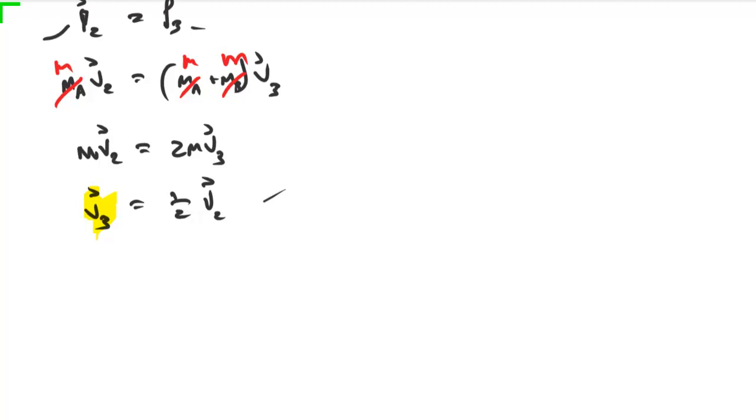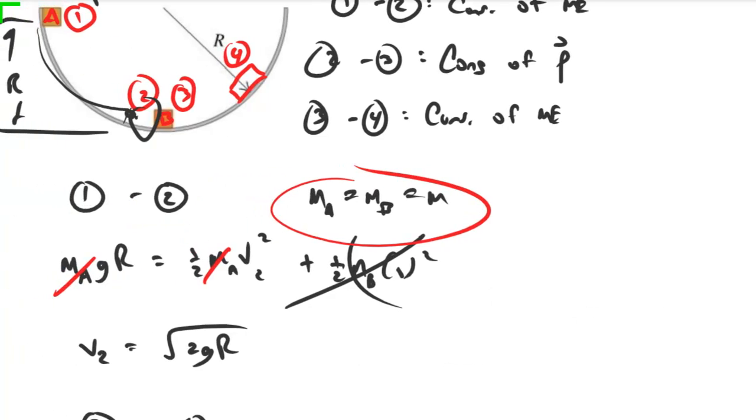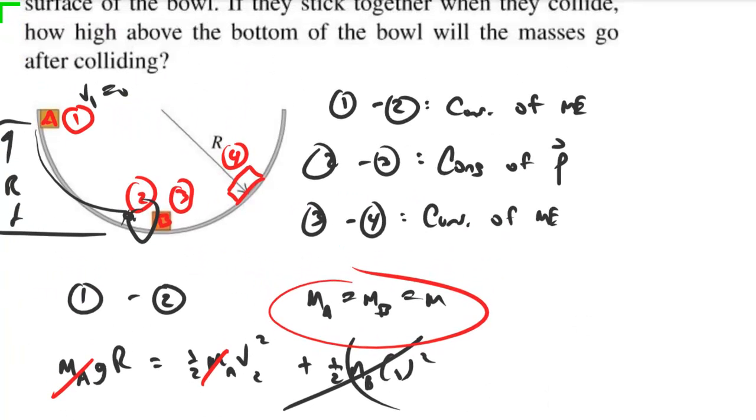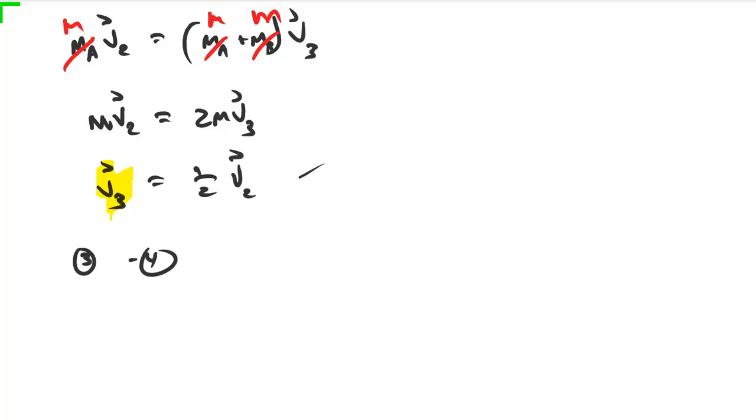And then after the collision, we don't have an isolated system anymore from 3 to 4 because gravity acts on it, right? Gravity would be pulling down, some net external force. But we can use conservation of mechanical energy from 3 to 4. So then we'll go back, and from 3 to 4, we'll use conservation of mechanical energy.